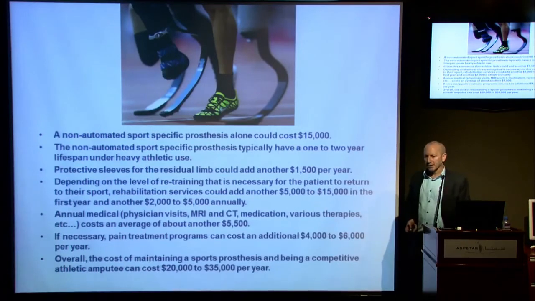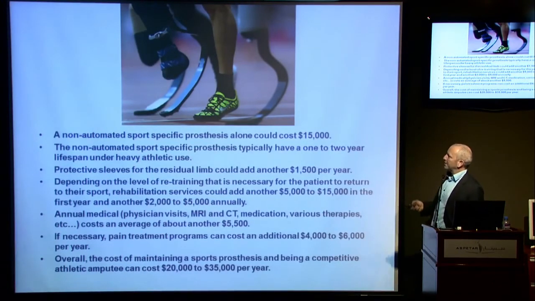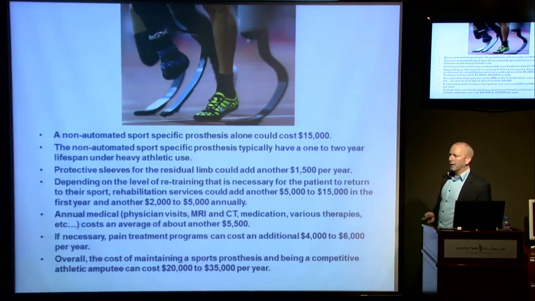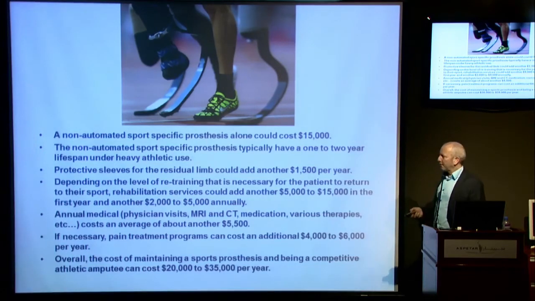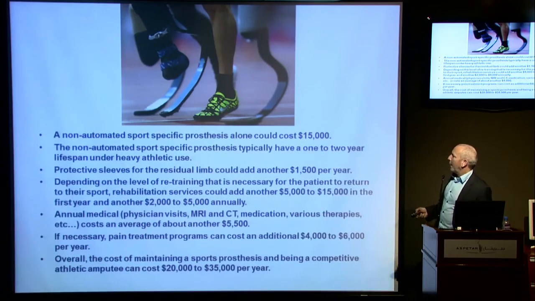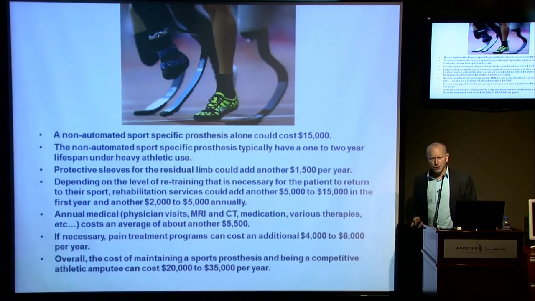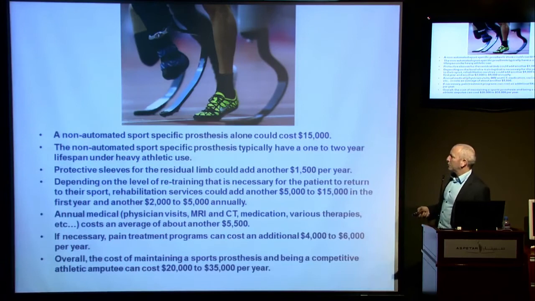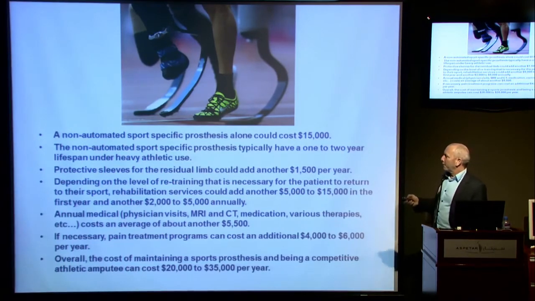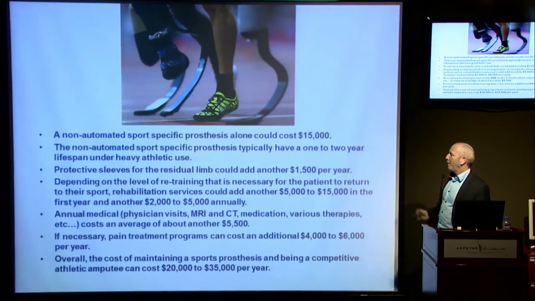So this is big business, and if you have a look at these costs here, non-automated, sport-specific prosthesis alone could cost up to $15,000, and this has probably escalated in the last 4 years since I made the slide. They have a 2-year lifespan under heavy athletic use, so you can see how often people are going to need to change it. The protective sleeves of the residual limb can add another $1,500 per year, and depending on the level of training that's necessary for a patient to return to sport, rehabilitation, all of these things could cost another $5,000 to $15,000 in the first year, and then $2,000 to $5,000 annually.